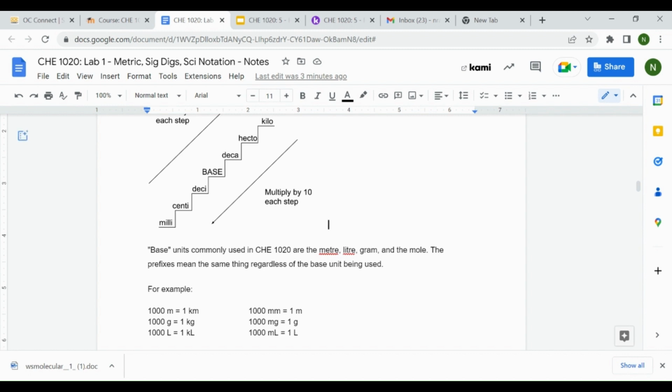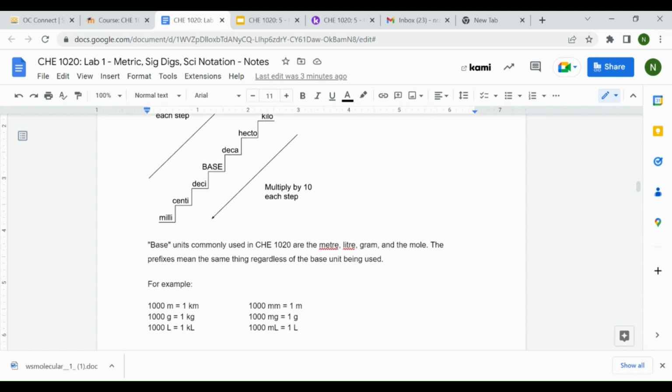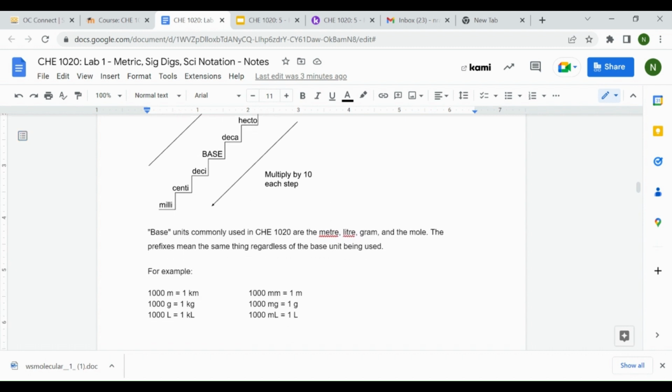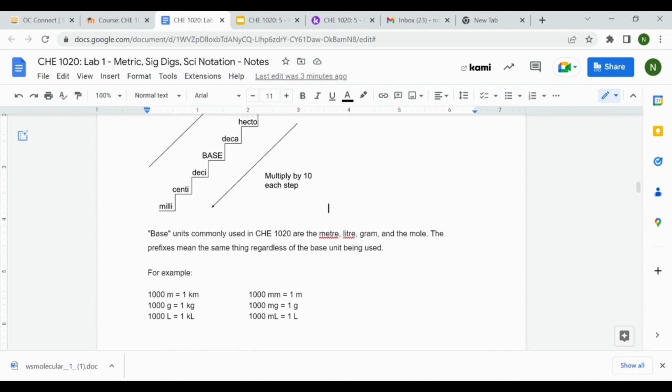Similarly, if I choose a different base unit, grams, instead of meters, same thing. 1,000 grams, I would do the same thing. Divide it by 10, divide it by 10, divide it by 10, and I would get 1 kilogram. And liters, the same thing. My base unit for volume would be liters, and I can move from liters to kiloliters by dividing by 10 3 times, which is the same thing as dividing by 1,000.